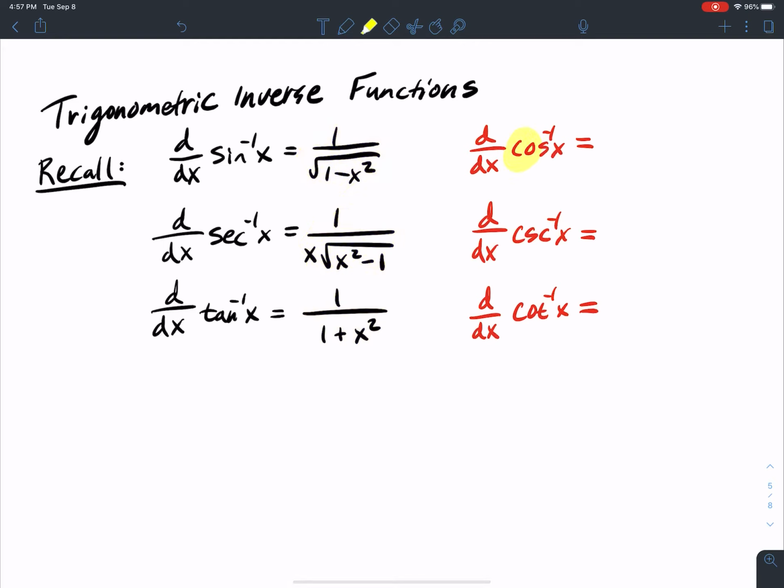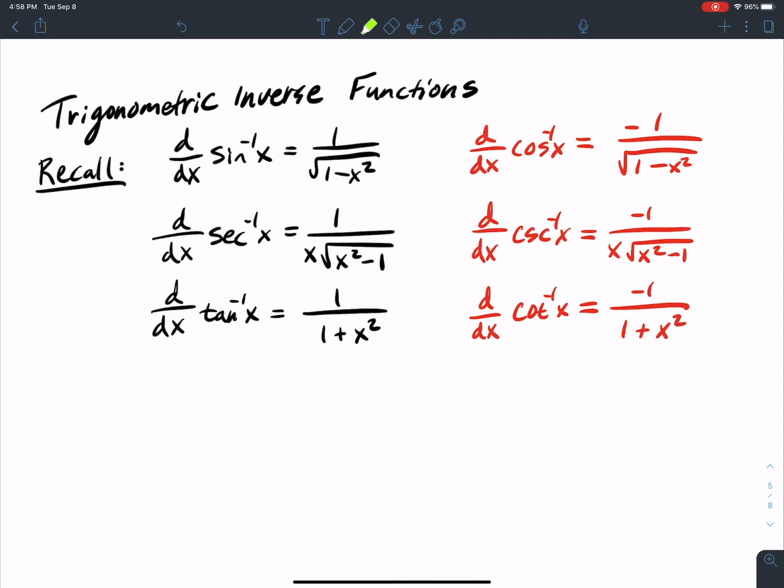The reason it's really just these three you have to remember is that when you take derivatives of co-functions for trig, they're negatives. Co is for the negative. So it's literally the exact same as the sine, except I pick up that negative. So negative 1 over the square root of 1 minus x squared. And then the derivative of cosecant inverse is negative 1 over x times the square root of x squared minus 1.